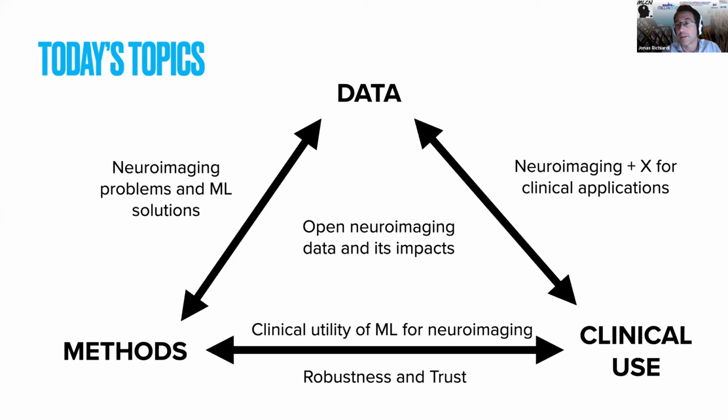How can we trust these methods, and are they robust to variability? And at the center of all of this, of course, open neuroimaging data and its impact. We couldn't do anything without data. So this is the framing for the discussion.